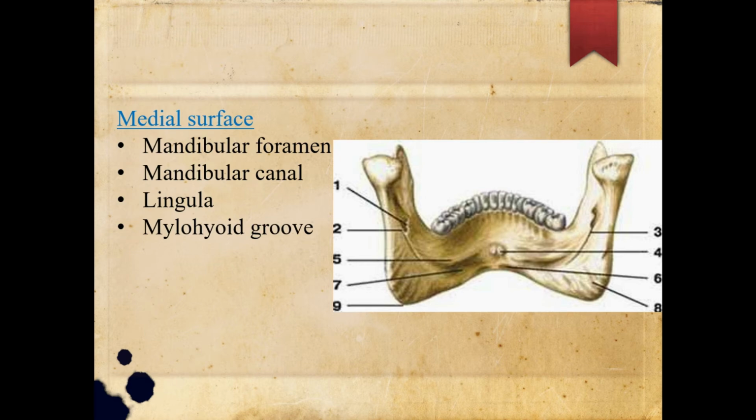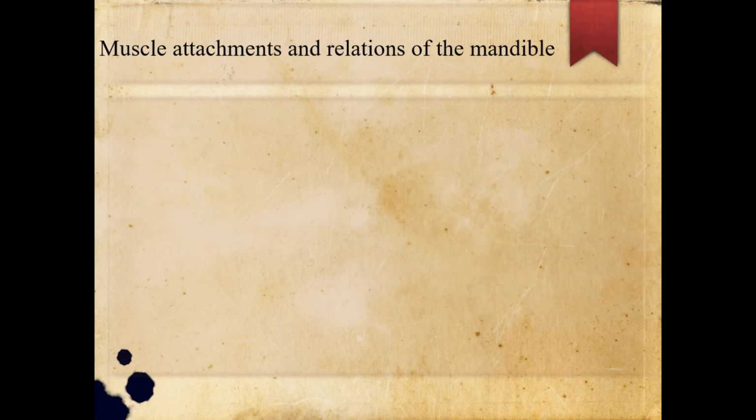Mylohyoid groove. The mylohyoid groove begins just below the mandibular foramen and runs downwards and forwards to be gradually lost over the submandibular fossa. Muscle attachments and relations of the mandible. First of all, origin.